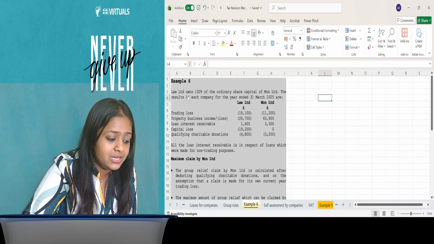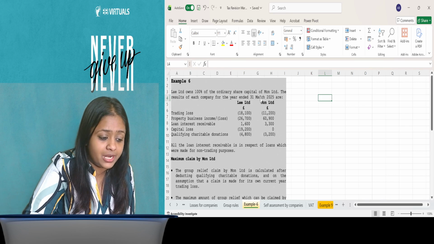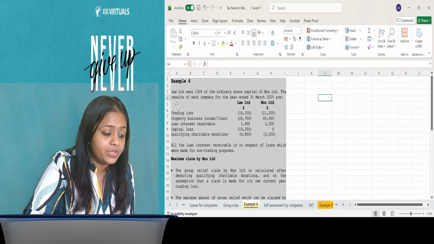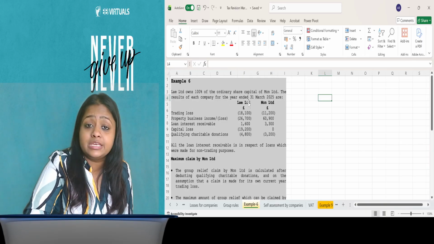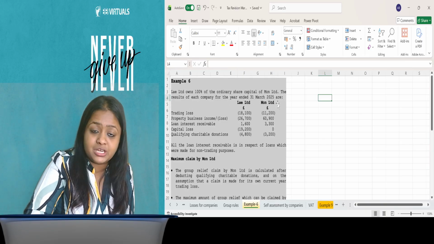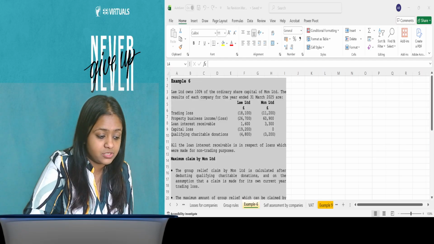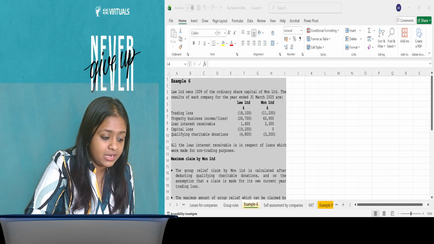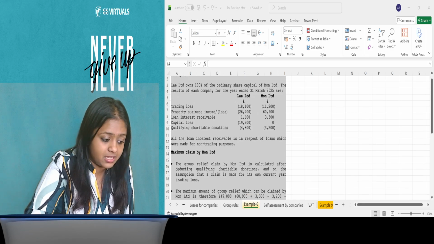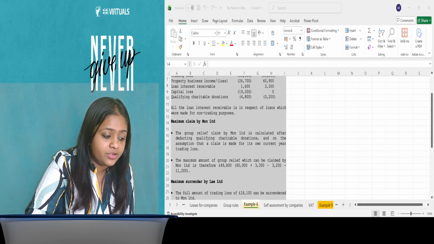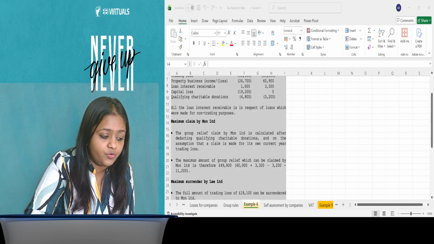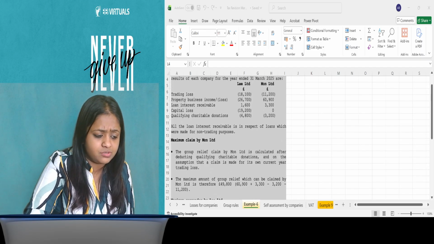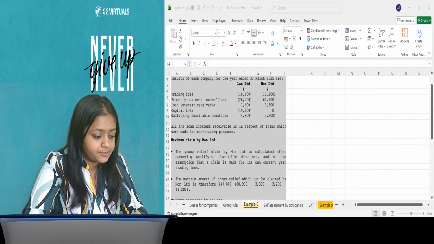So Lay Limited owns 100% of ordinary share capital of Mon Limited. The results of each company for the year ended 31st March 25 are given to you. On the loan, interest receivable is in respect of a loan which is for non-trade purposes. Okay, this is for non-trade purposes.